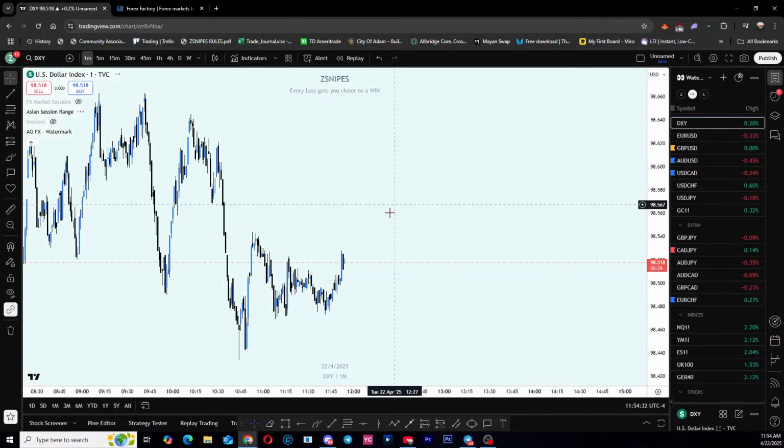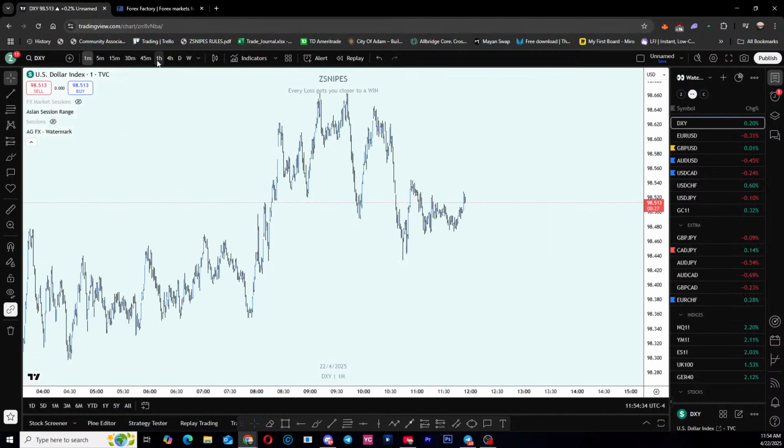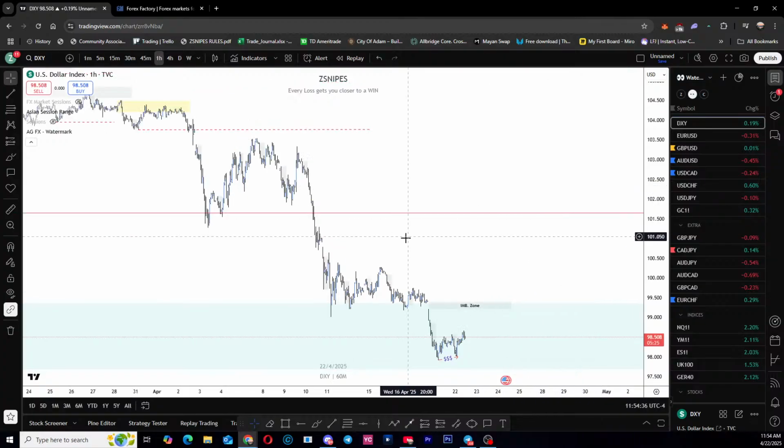But let's scan through these real quick. Let's see what happened. Let's see if we have any setups.